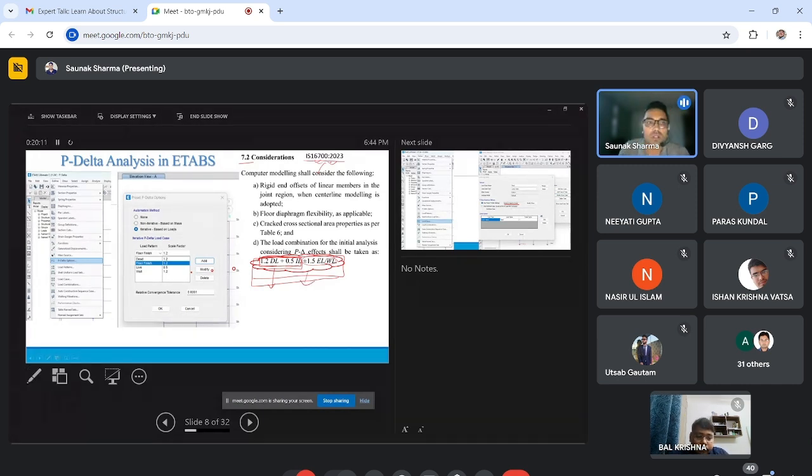Right, now how is it done in ETABS? Let's see. All other steps while we design in static analysis and the designing part are the same. I have just demonstrated here what additional tasks are to be done when doing P delta analysis. For this, we have to go to Define in ETABS. Let's go into ETABS itself.